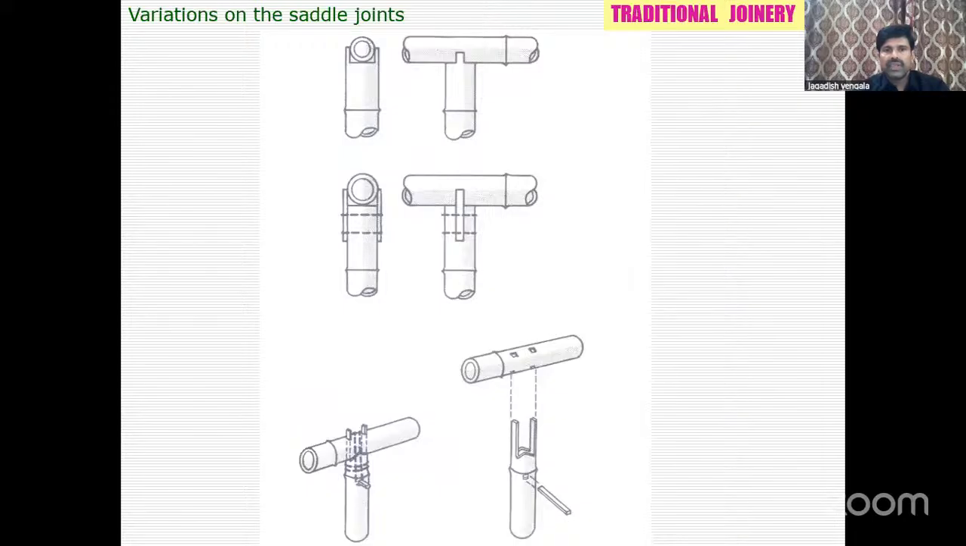Again, there are different variations. If you don't go for the fish mouth joint, you can place two small quarter splice joints on either side of the column and then place the beam or crossover beam. You can see different variations in the saddle.